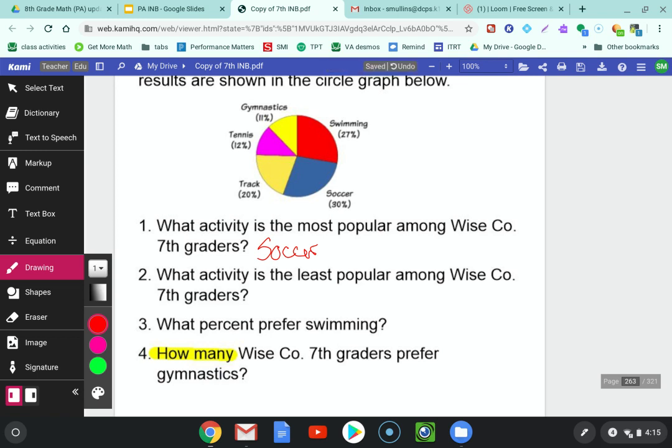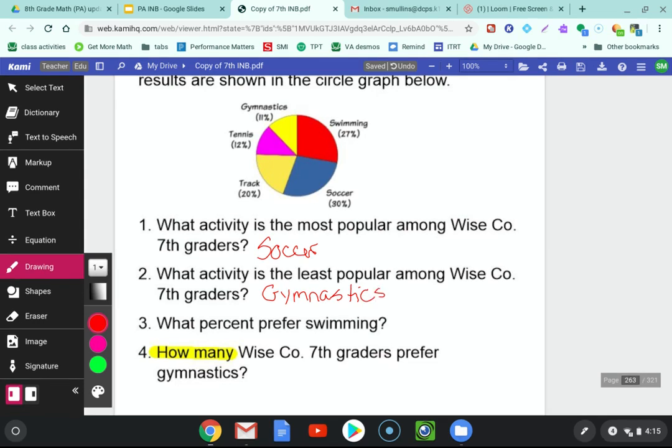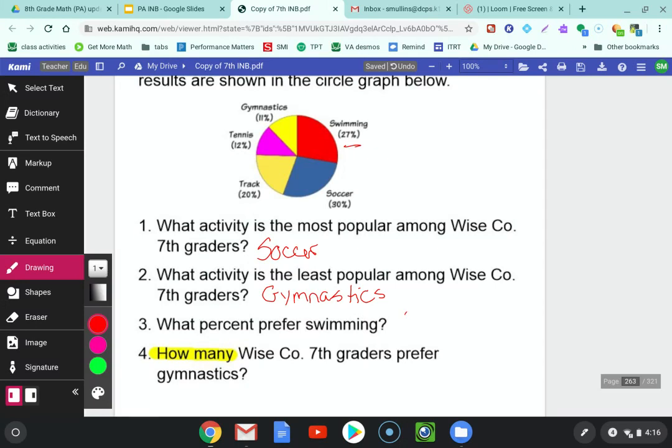Number 2, what activity is the least popular among Wise County seventh graders? Gymnastics had the smallest percentage. What percent prefers swimming? You can look up here, that's 27%.